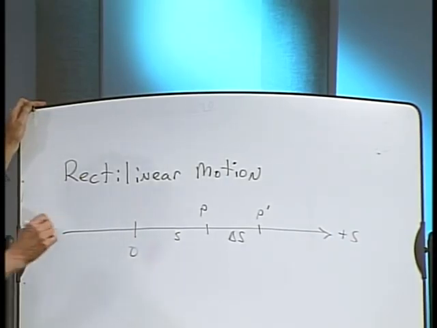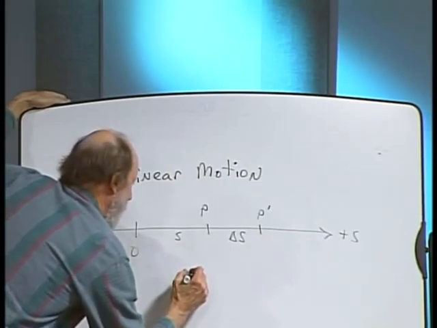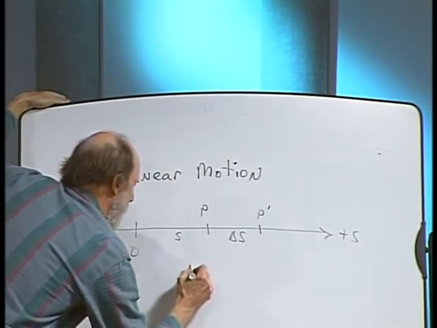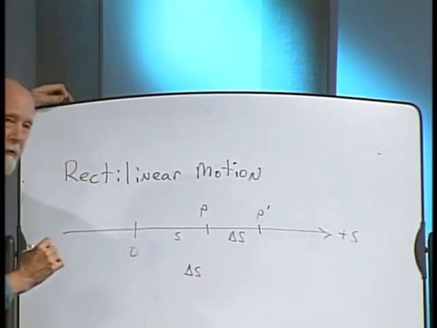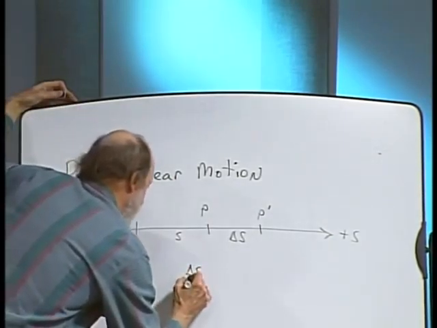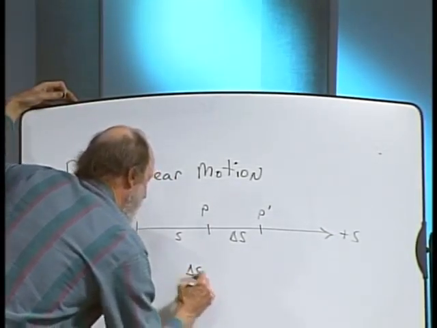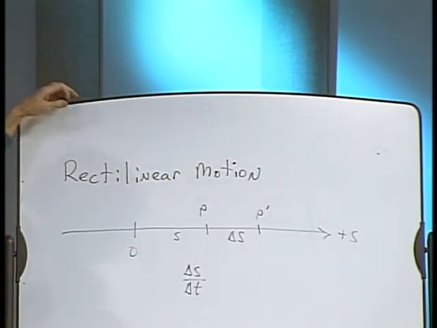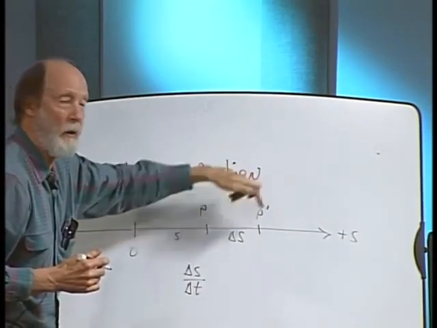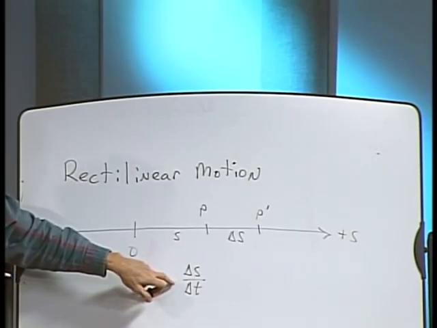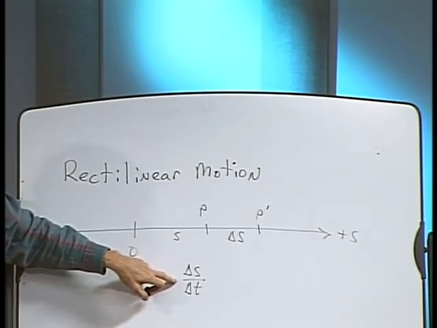Now we know that the object traveling that change in position, divided by that change in time that's taken to go from P to P prime, is going to be equal to the average speed or the average velocity.